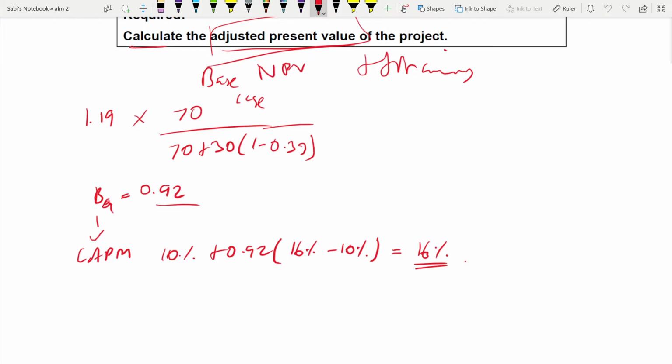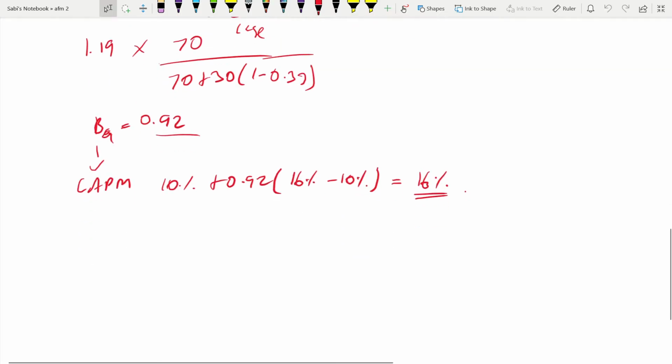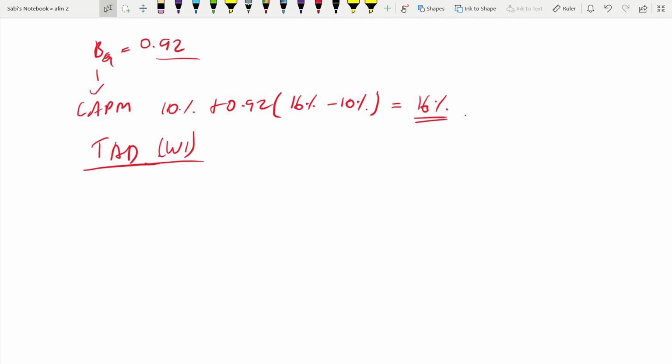Now, the second working is what? You need tax allowable depreciation. We'll finish the working first and then I will show you the table, because my focus is on the working. For that, it's a reducing balance. So WDA, written down allowance, tax relief.